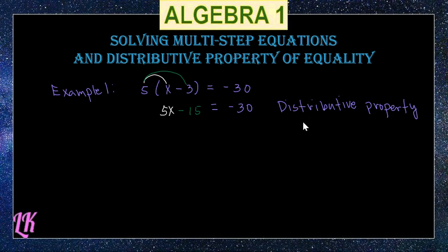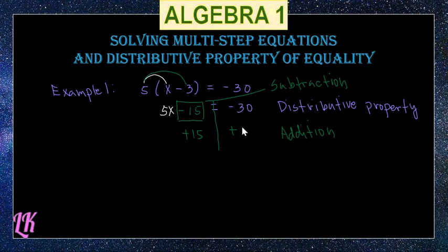So now we can already undo the operations. So we eliminate negative 15 by using addition, because the indicated operation is subtraction. Again, whatever we do in one side, the same should be done in the other side. So we add 15 in each side. So this will now give 5x.